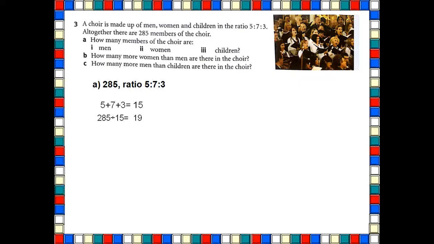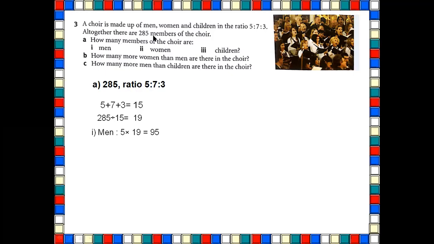19 times 5 is... Part A, they just ask about the men. And if you go back, men is mentioned first, so they get the first part of the ratio. So we multiply it by what? We multiply it by 19. Yes, which is 95. So we multiply 19 by the part of the ratio which is related to men, 5. So 5 times 19, 95.